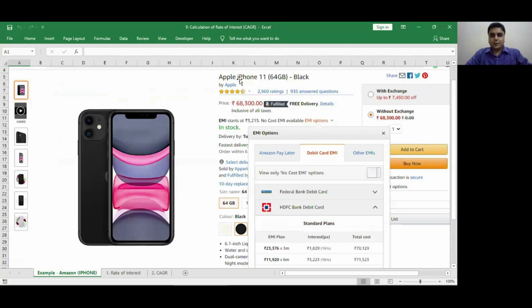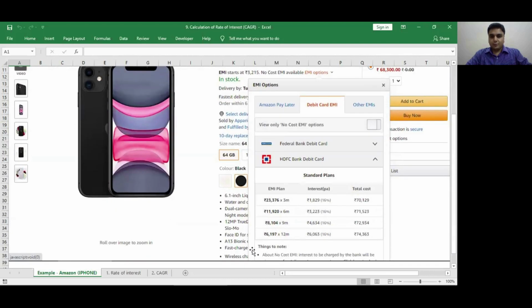So this is a screenshot from Amazon's website where Apple iPhone 11 is being sold for rupees 68,300. And if I click on the EMI options, I'm getting these 4 EMI options from HDFC Bank, in which suppose if I take a plan of 3 months, I need to pay around 23,000 rupees. If I take a plan of 6 months, I need to pay around 11,920 rupees and so on. And here you can see that interest being charged is 16%. So let's see whether the 16% is correct or not.